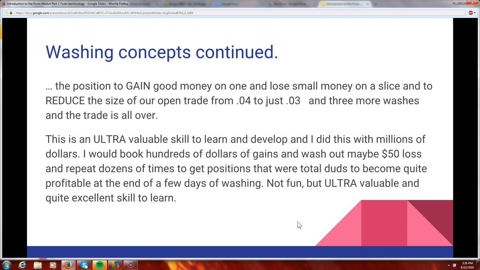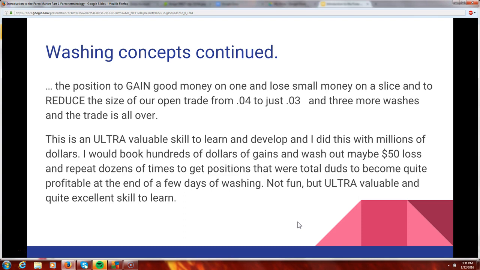It's an ultra valuable skill to learn, and I did develop this over years. I've done this with millions of dollars. I would book hundreds and hundreds of dollars of gains, wash out for small losses, 30 bucks here, 40 bucks there, $60 here, whatever. I would repeat this dozens of times to get my positions that were totally duds to become actually quite profitable at the end of a couple of days. It wasn't a heck of a lot of fun, but I'm telling you, it is ultra valuable. It is an excellent skill to learn if you can handle learning it.